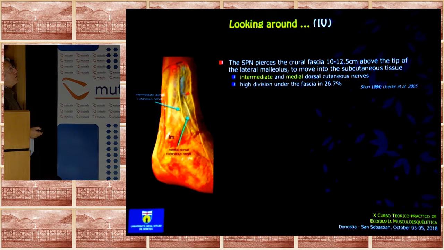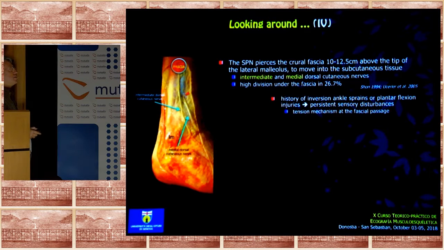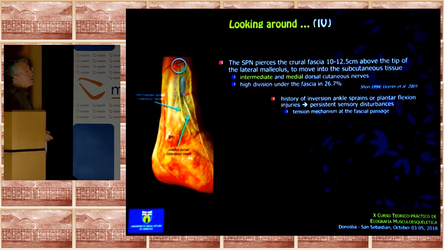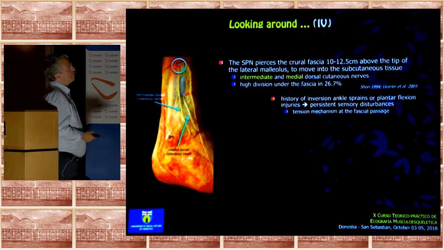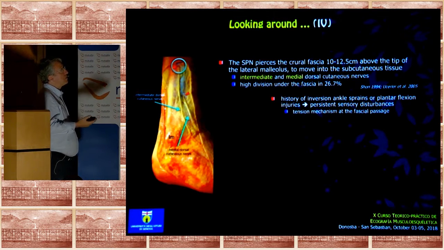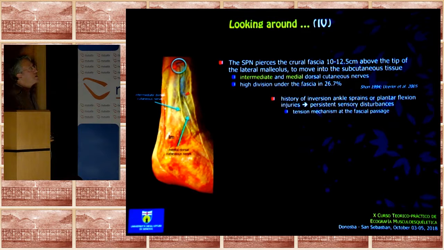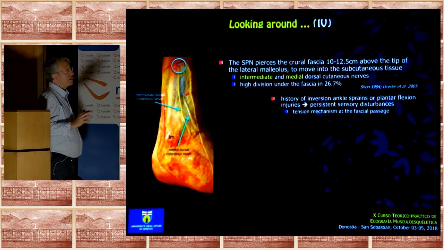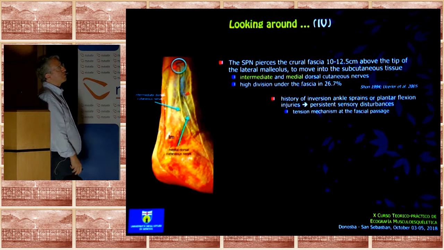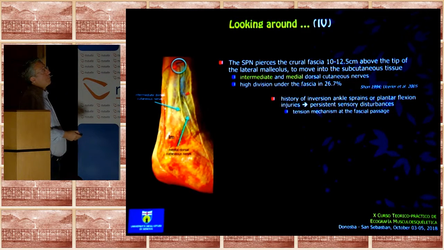Then don't forget nerves. I don't know if you already saw some patients with ankle sprains, especially with a history of many ankle sprains. And after that, the patient comes to the ultrasound room due to persistent sensory disturbances over the dorsal aspect of the foot. In this case, as soon as the patient says, "Oh, I have some sensory disturbances over the dorsal foot," go up with the probe.